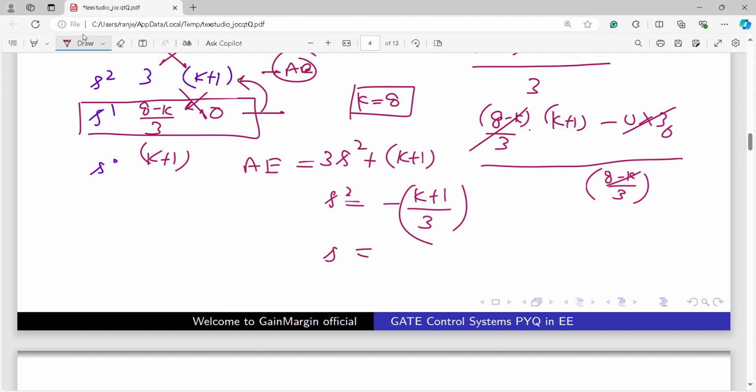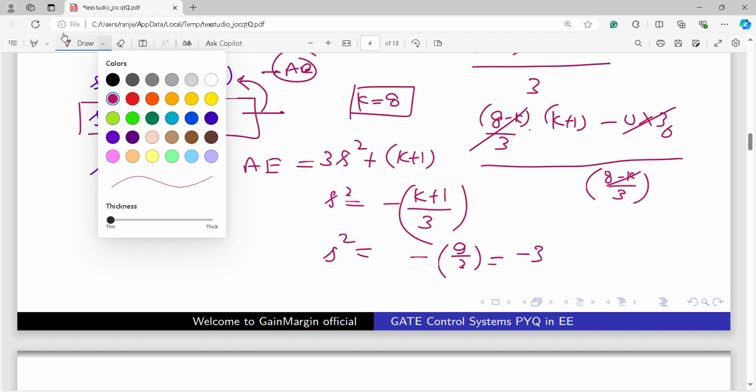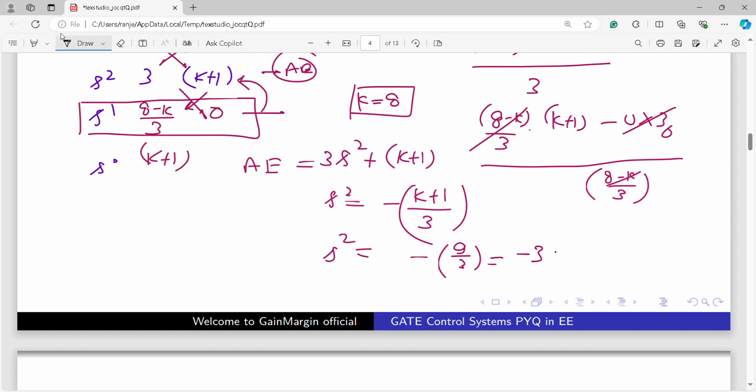Then just substitute the k value. Here if you substitute k, you get 9 by 3, you will get minus 3. Then finally, if we find the roots, there are two roots: plus minus root 3j. Purely imaginary.